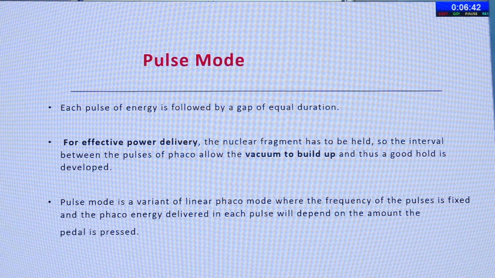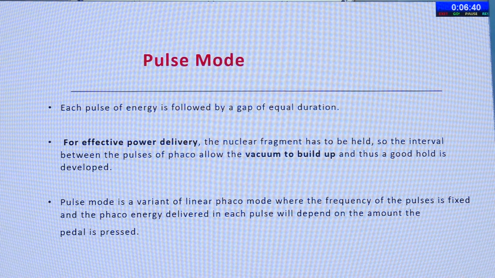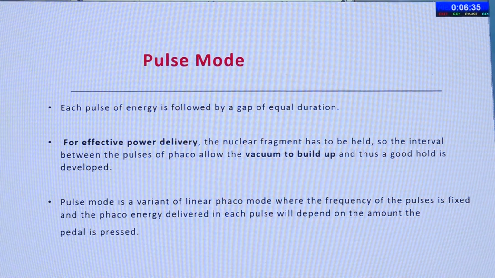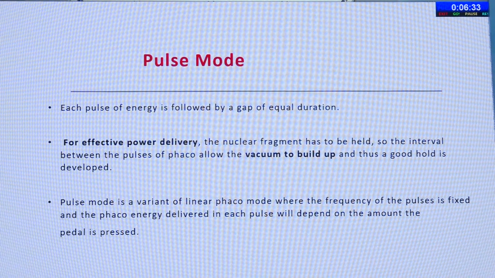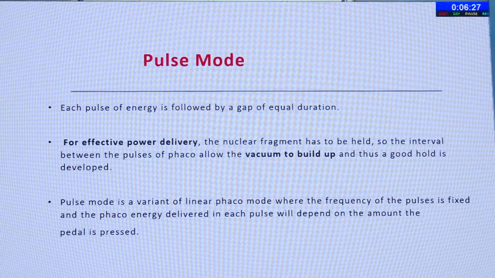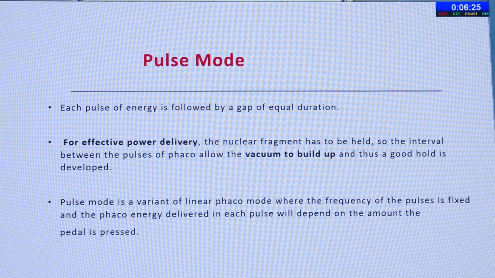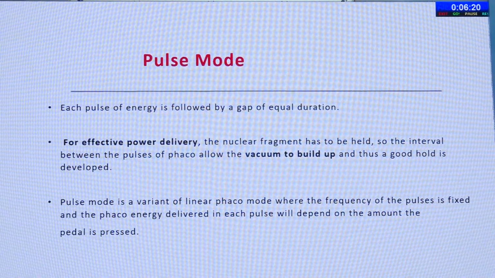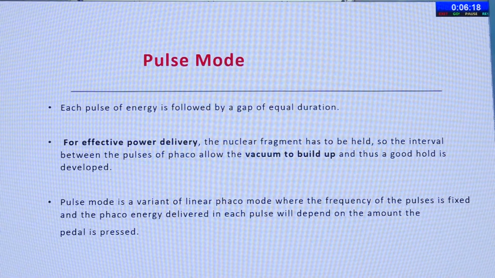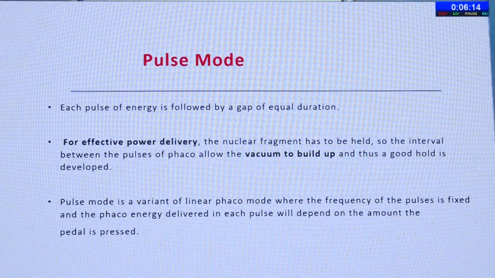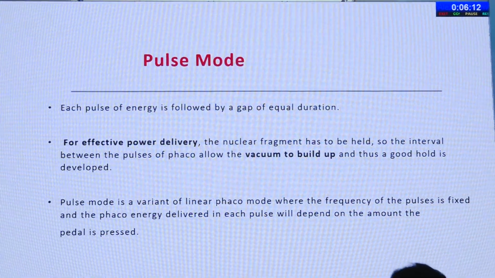Now there are other modes like pulse mode. I'm sure you must have heard about these modes. So pulse mode means each pulse of energy is followed by a gap. So the duration of the pulse that comes into the eye is equal to the gap that we give. Now this gap is very important because it helps in the vacuum build-up. Hence, pulse mode is a variant of linear mode where the frequency of pulses and the duration of pulses is fixed, but what amount of power will be delivered in that particular pulse will actually depend upon how much of the foot pedal you press.